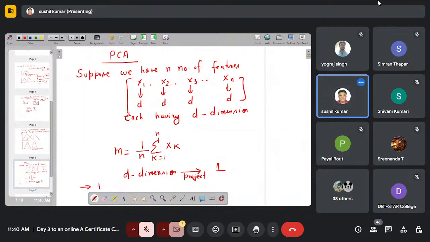So the purpose here is to represent the feature vector onto a line. Please wait, something is not good. Please wait for a minute.